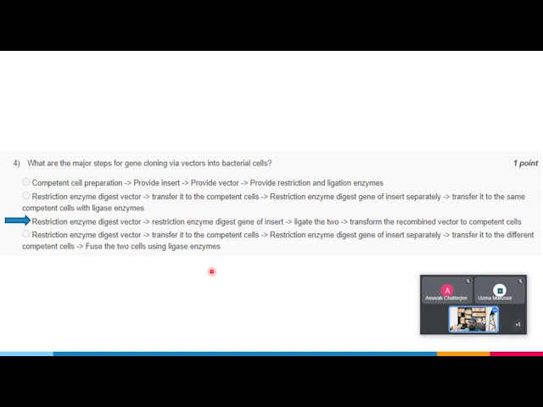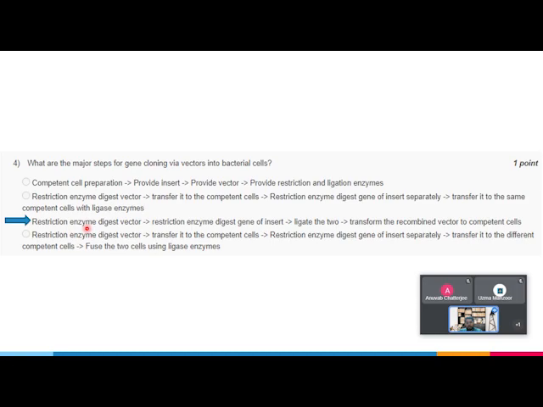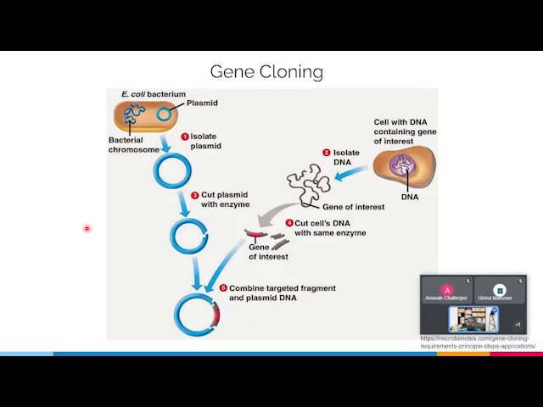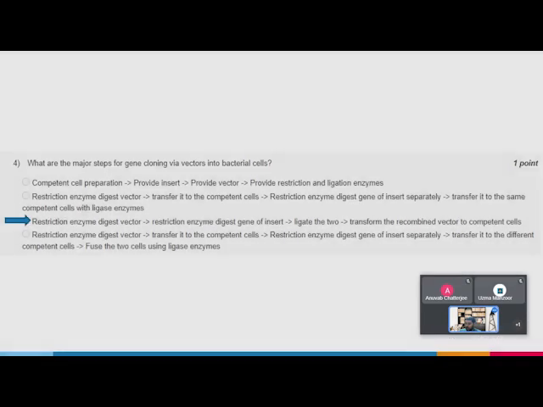So we can go ahead and try and answer this question. It is option C: restriction enzyme digestion of the vector, followed by restriction enzyme digestion of the insert, ligation of the two, and then transformation into competent cells. So restriction enzyme digestion of the vector, restriction enzyme digestion of the gene, ligating both of them, and then transformation into a vector. That is the answer.